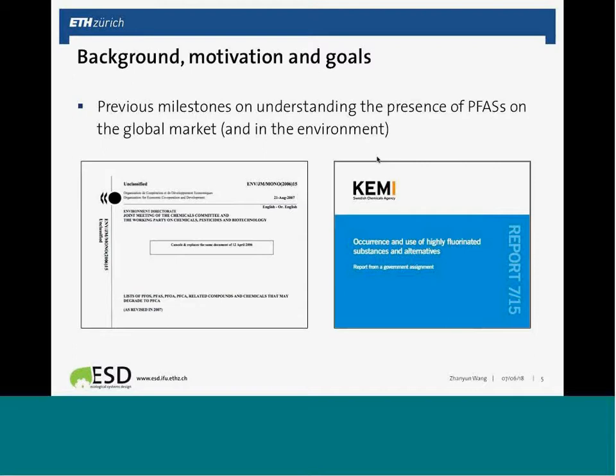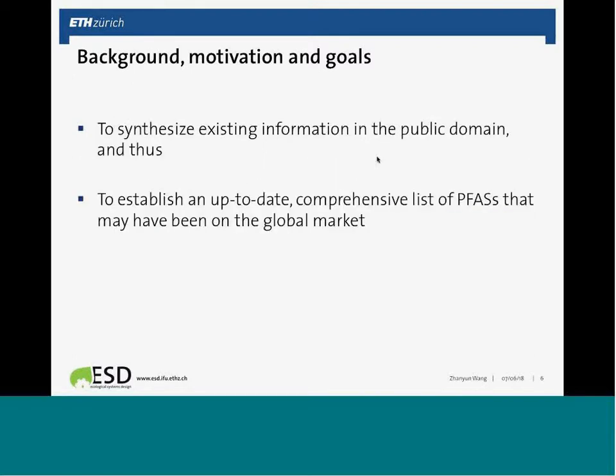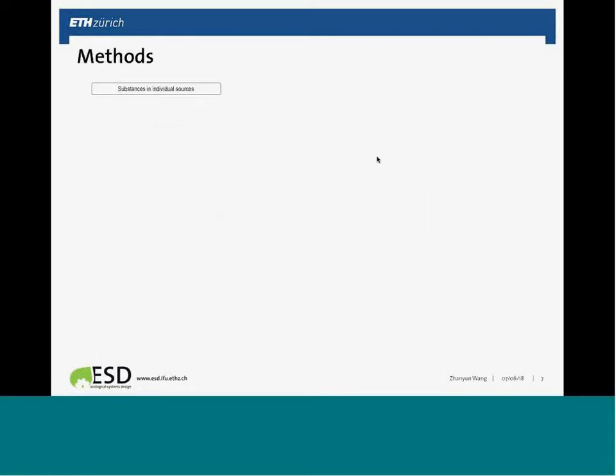So we build on these 2 important milestones, and further include other sources. The idea is to synthesize existing information in the public domain and thus to establish an up-to-date, comprehensive list of PFASs that may have been on the global market. So this is our background, motivation, and goals. I will move into the methodology.